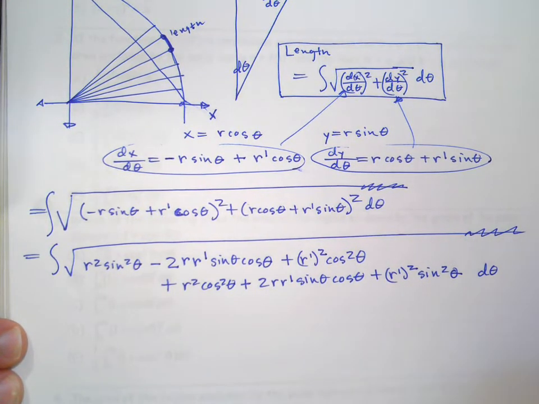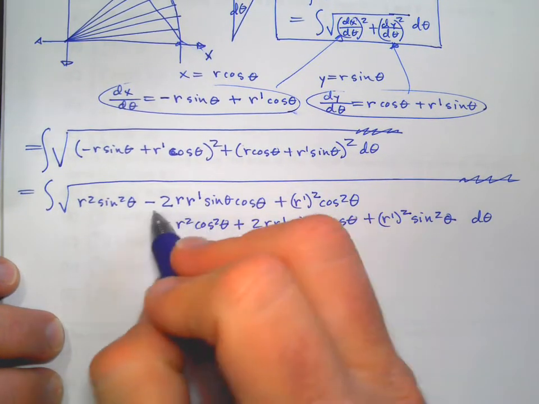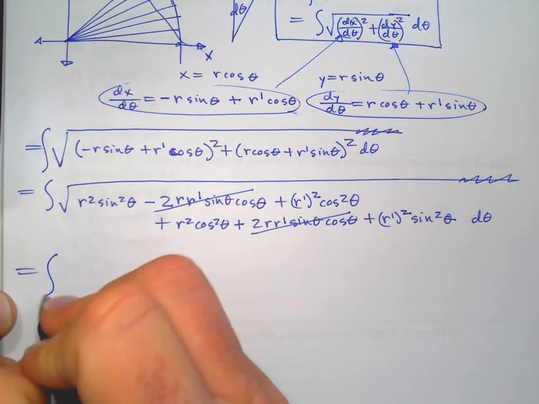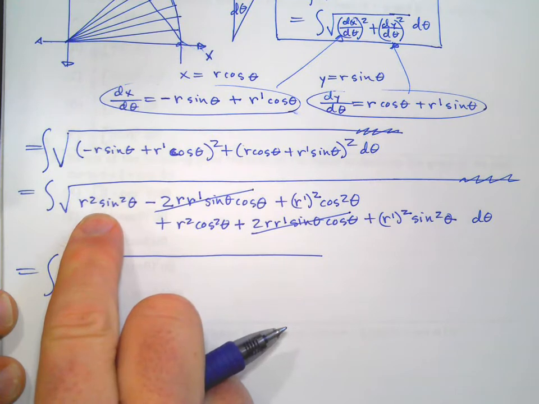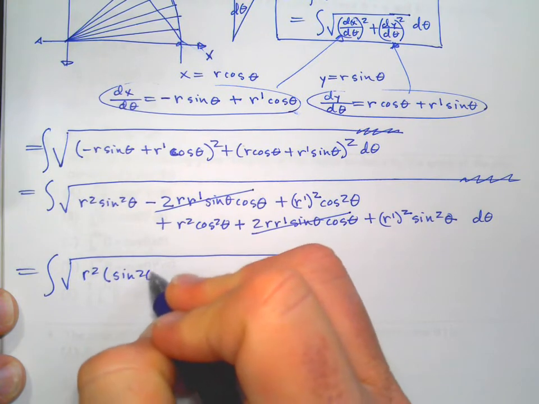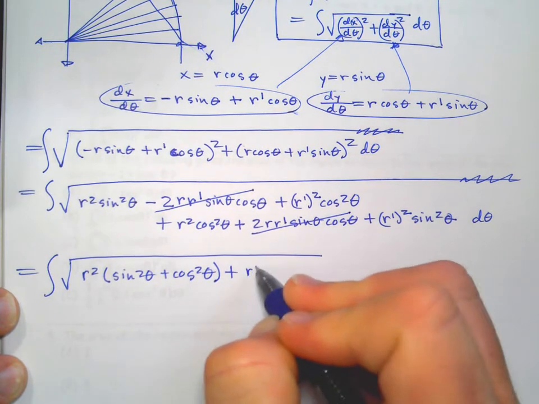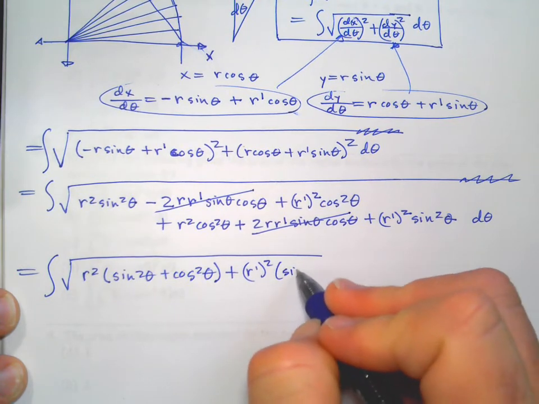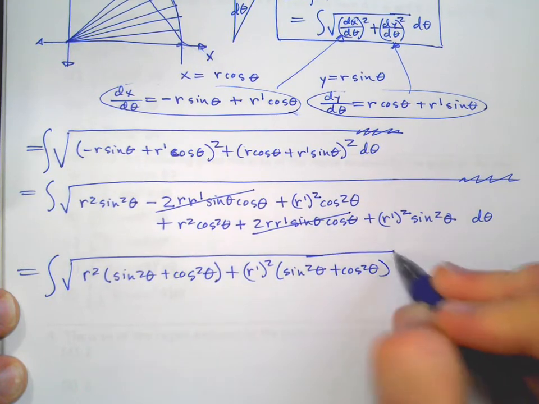Okay, so I'm just multiplying all this out. Now let's see if we can simplify anything. These two terms actually just cancel each other out. And then what we could do is take the r squared sine squared and r squared cosine squared, group them together and factor out the r squared. And let's do something like that with the r prime squared cosine squared and r prime squared sine squared. So I'm combining those together and factoring out that part of it.